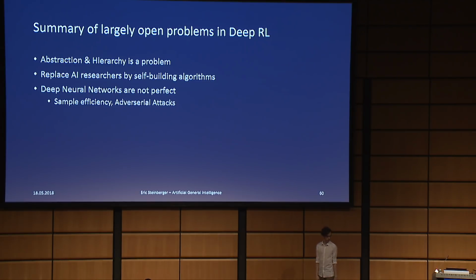So that's the summary of the largely open problems in deep reinforcement learning. Abstraction, hierarchy. We should replace AI researchers with self-building algorithms, which is funny to hear from an AI researcher, but that's what we're working towards. And deep neural networks are not perfect. They are great, really, but not perfect.